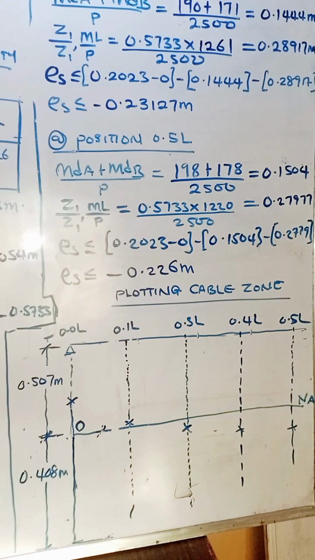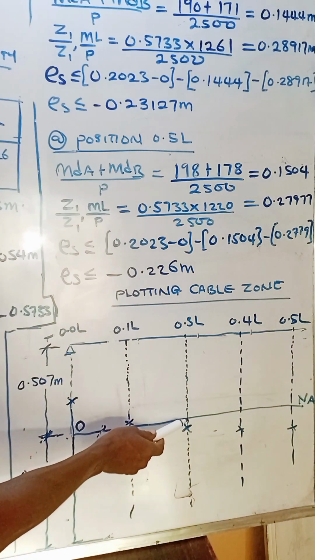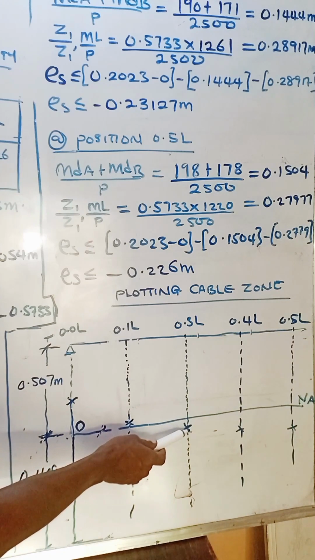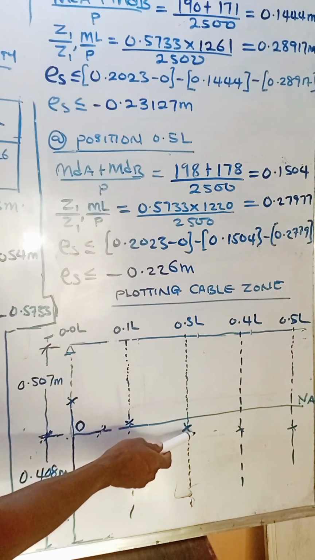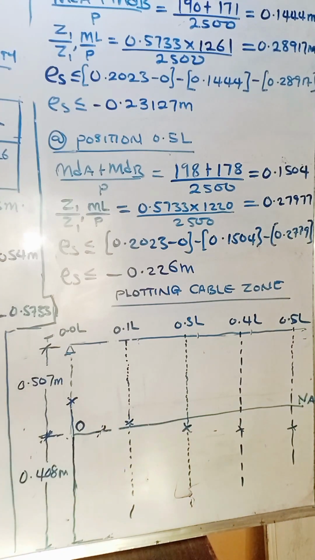At 0.3 L, the value for the eccentricity is negative, and that value is minus 0.18815. So if you trace it from minus 0.18815, it should be around this point. Okay. Now the next we'll look at 0.5 L.